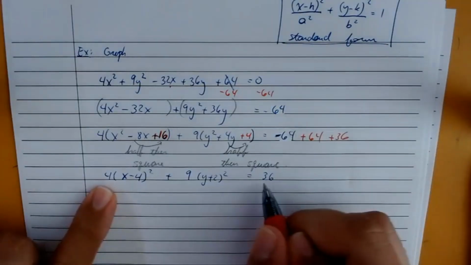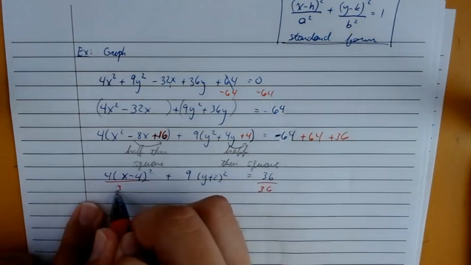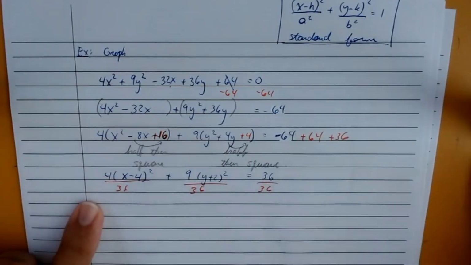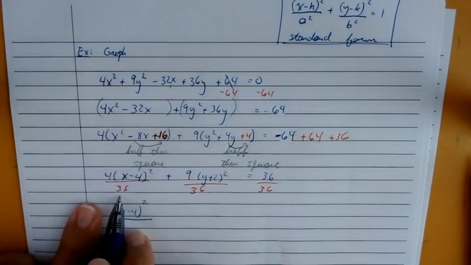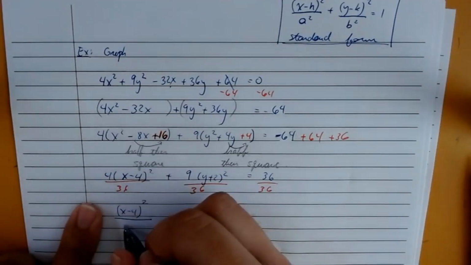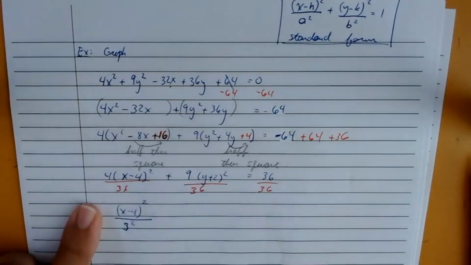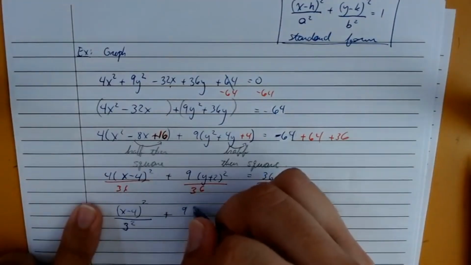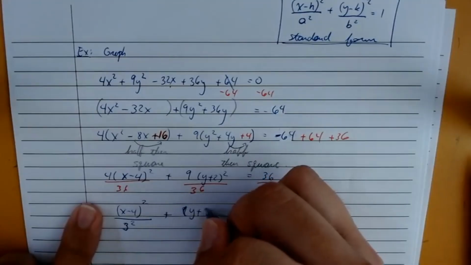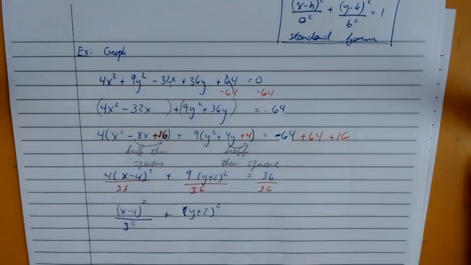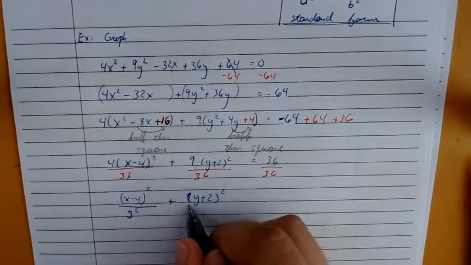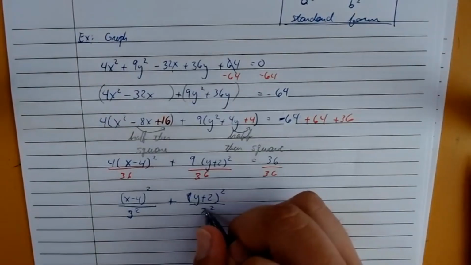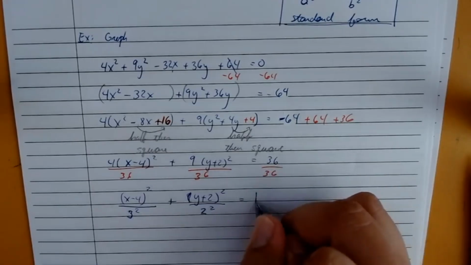Okay, well, we know how to do that. We divide both sides by 36 all the way across, and that gives us our result. So now we have x minus 4 squared over 4 over 36. That's the same as 1 over 9. And 9, I can just write that as 3 squared if I like. Plus y plus 2 squared. 9 over 36, that's the same as a quarter. So that's going to be over 4. And 4 is the same as 2 squared. And then here, 36 divided by 36, that's the number 1.